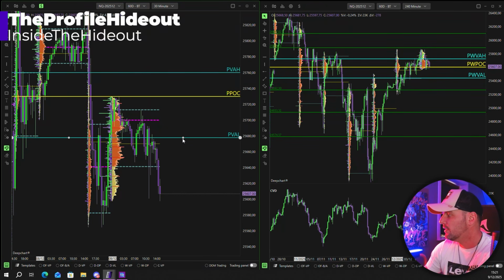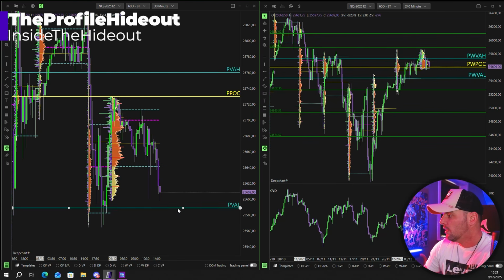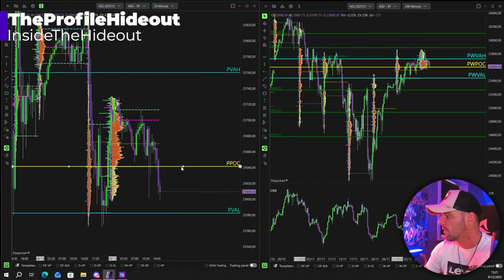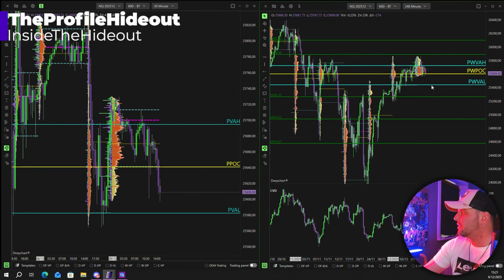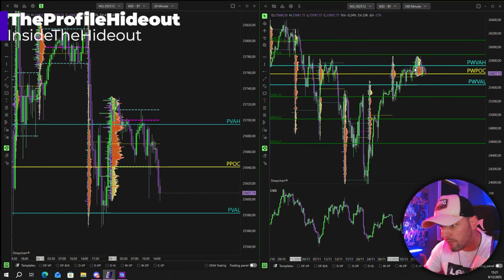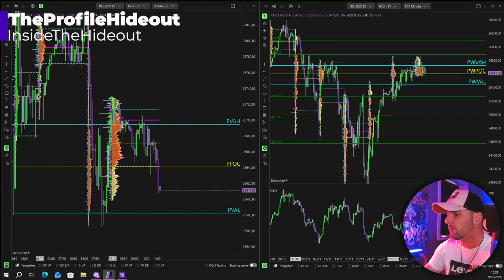Adjusting daily levels. Prior value low here, POC, and the value area high. Weekly level still intact, so we basically drop back into value from last week, hitting the POC here, weekly POC. Gonna be an interesting point to see if price bounces here or rejects. If this rejects, basically you might see some lower prices.